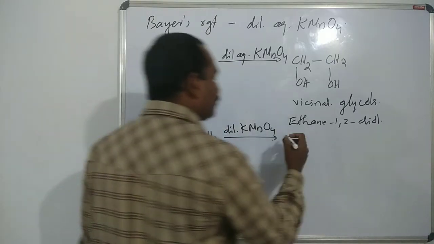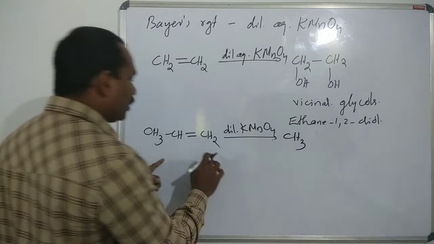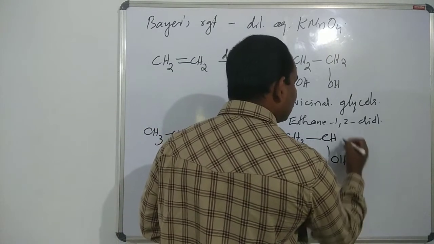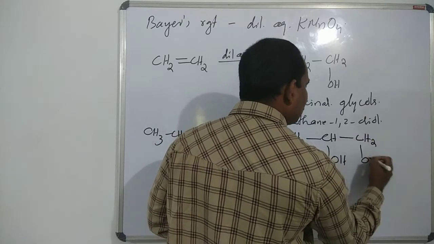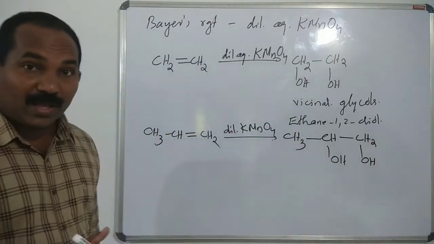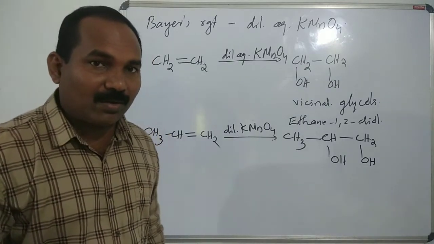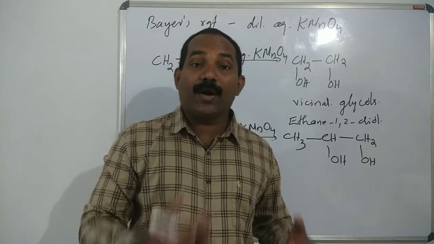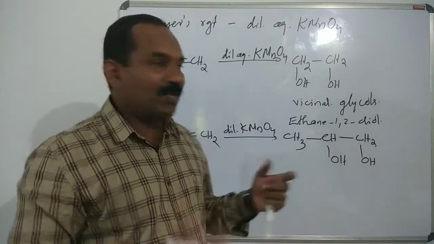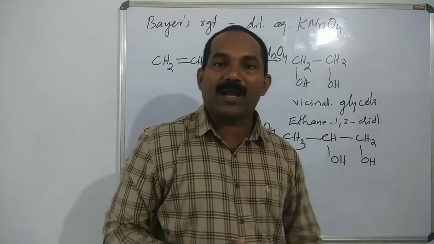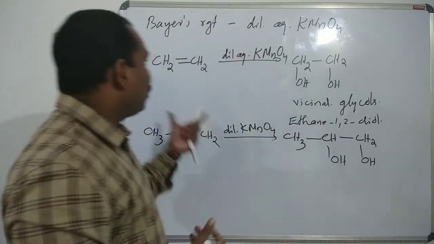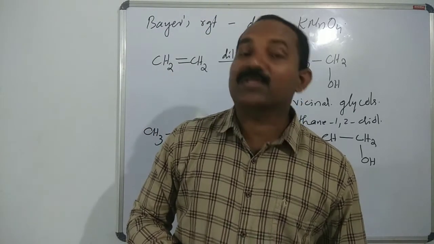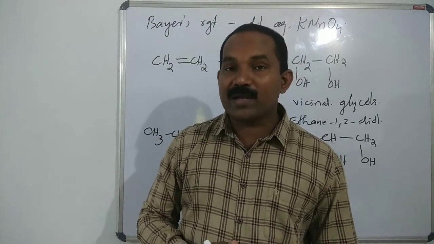So with dilute KMnO4 we get CH3 CHOH CH2OH, with OH groups attached to two carbon atoms. This is a glycol. So what are glycols? Glycols are molecules having two OH groups. And vicinal glycol means the OH groups are on adjacent carbon atoms. So this is oxidation by using dilute aqueous KMnO4, also known as Bayer's reagent.